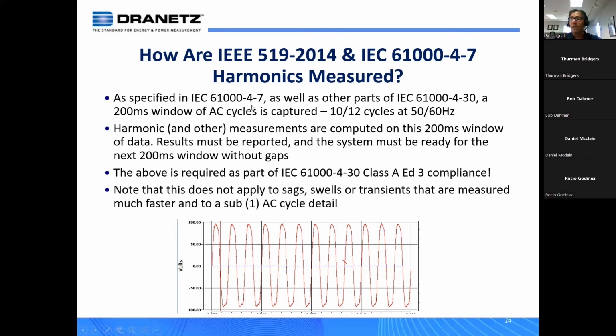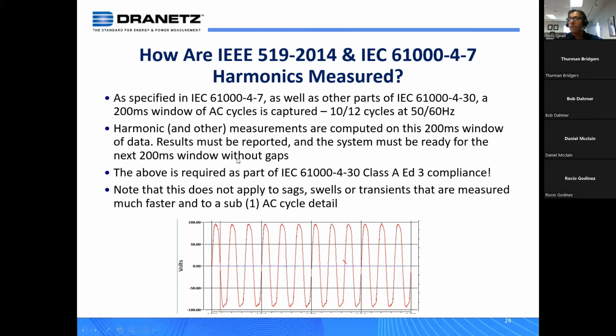So again, this is based upon 61000-4-7. So harmonics and other measurements are computed off of this 200 millisecond window of data, and the results must be reported, and the system must be ready for the next window in time. So what this means, it's gapless. It means the meter must be proficient enough, when it's Class A, to do the computations on this 200 millisecond window and not miss a beat onto the next 200 millisecond window. So no gaps. There are less capable classes in 61000-4-30 that do allow some gaps, but not Class A.